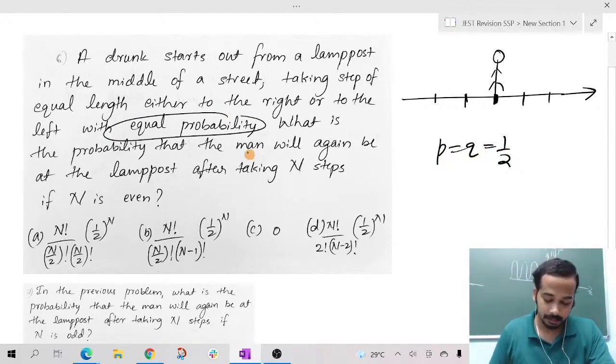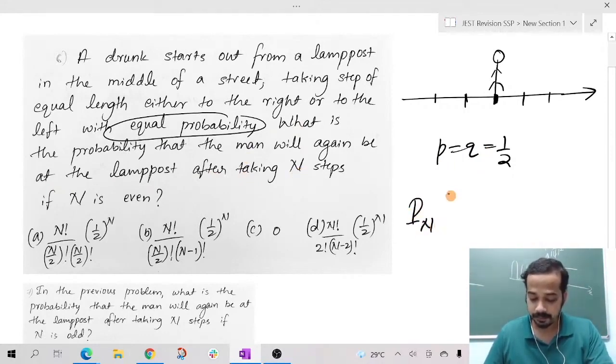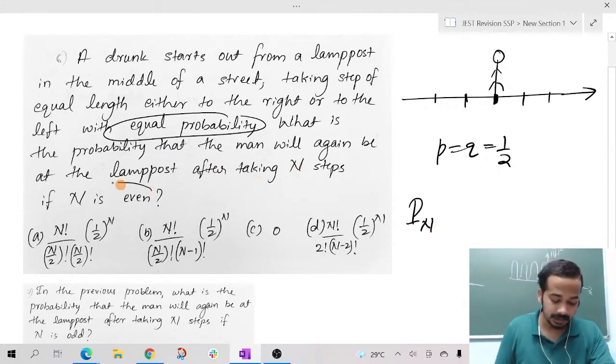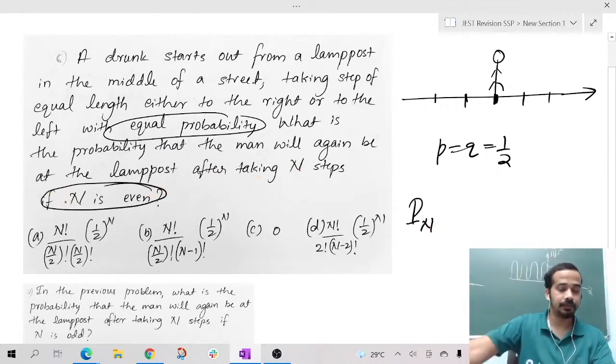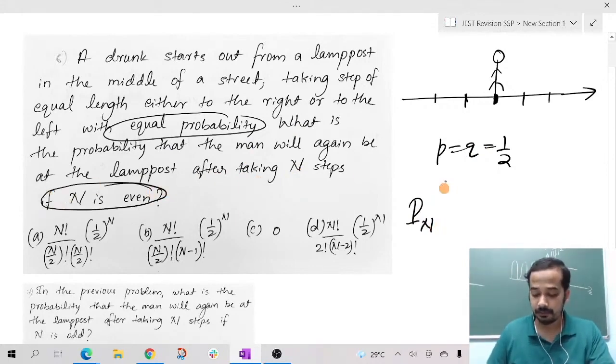What is the probability that the man will again be at the lamp post after taking n steps? After n steps, if n is even, as he has given, after taking n steps, if n1 is equal to n2, let me take n1 steps to the right, n2 steps to the left, am I right?